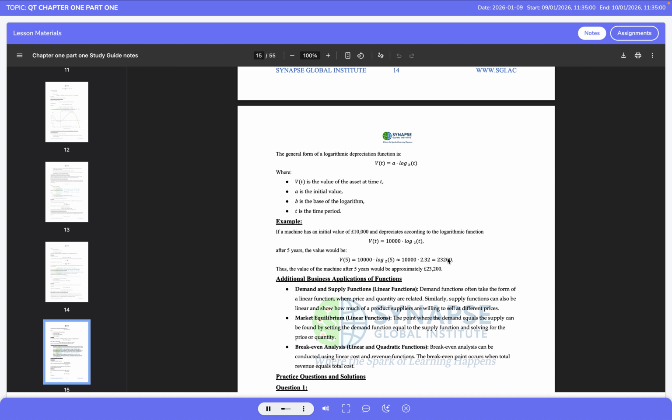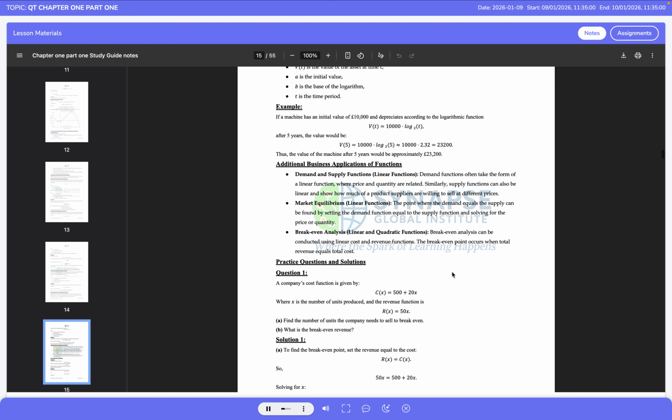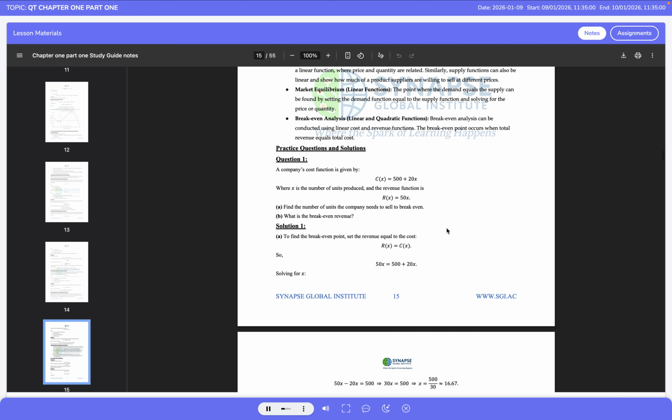Beyond these examples, mathematical functions have several additional business applications. Demand and supply functions are often linear and show how price and quantity are related. Market equilibrium can be found by setting demand equal to supply and solving for the price or quantity. Break-even analysis commonly uses linear or quadratic functions and occurs when total revenue equals total cost. We now work carefully through the practice questions.